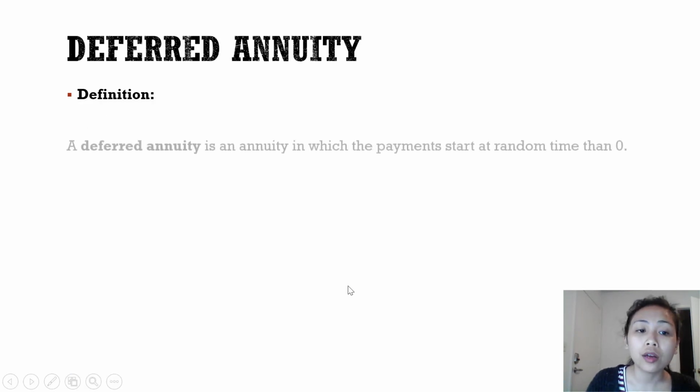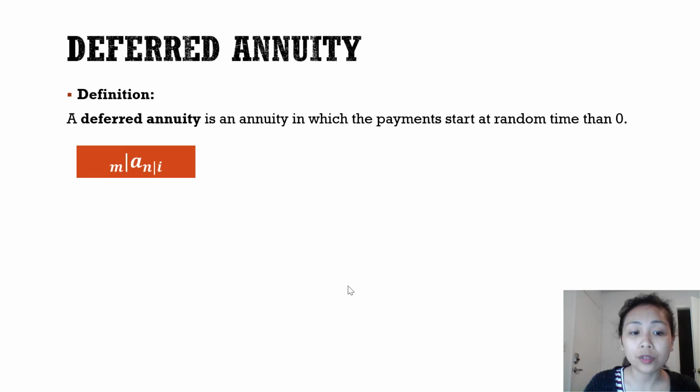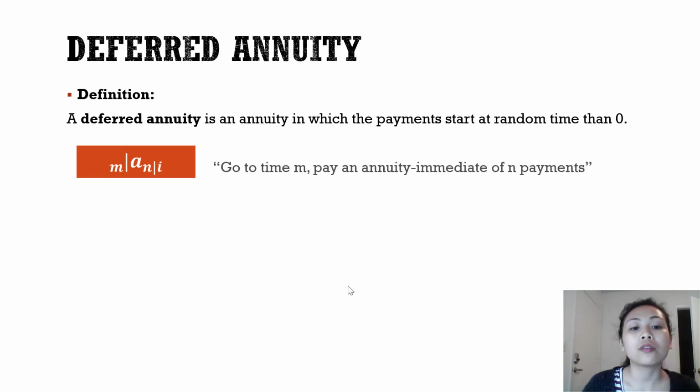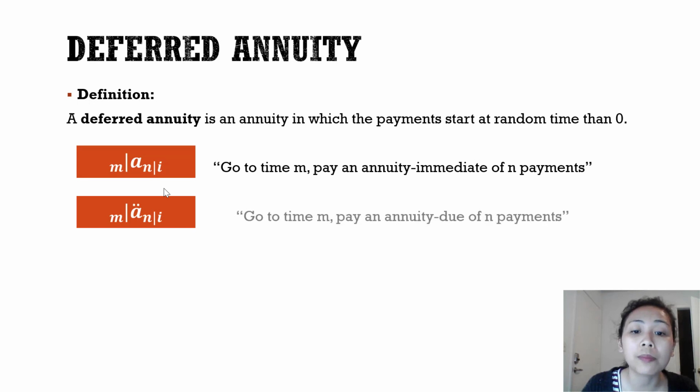In general, a deferred annuity is an annuity in which the payments start at a time other than 0. So we have two notations here. The first notation, m| an at rate i, means we go to time m and pay an annuity immediate of n payments with effective rate of interest i. And m| ä n at rate i means we go to time m and pay an annuity due of n payments with effective rate of interest i.